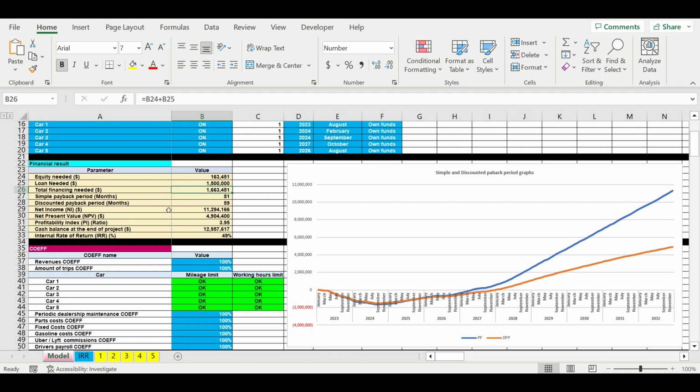Today we will continue building the financial model for an Uber, Lyft or taxi business idea. And today we need to build a very simple table where we will be able to see simply revenues, total costs, total profit and total profitability.